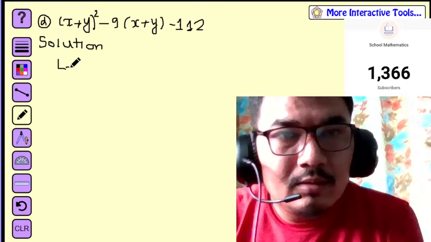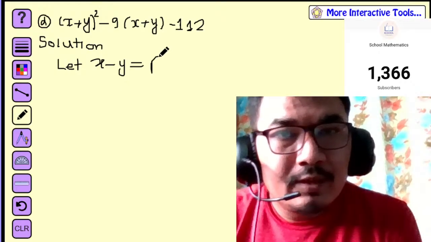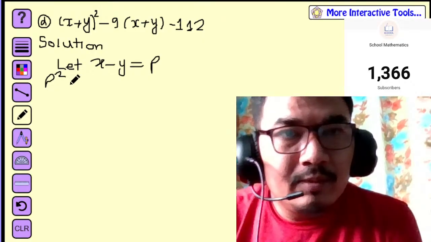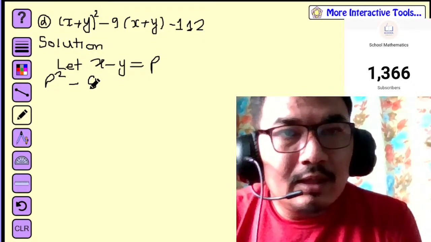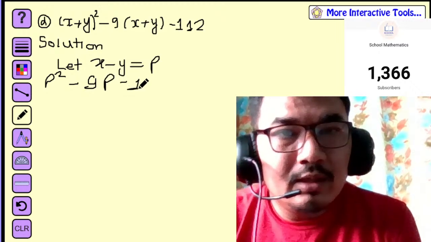Then let x minus y equal p. Okay, if you suppose p, then what will be said? Look here, it will be p square minus 9p, right? And minus 112.